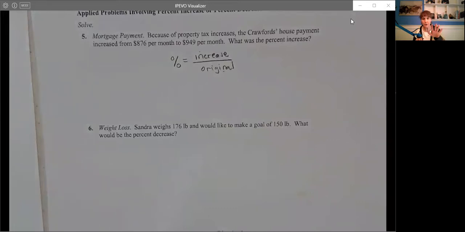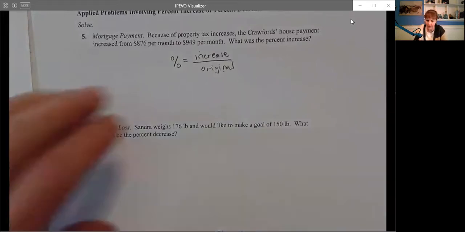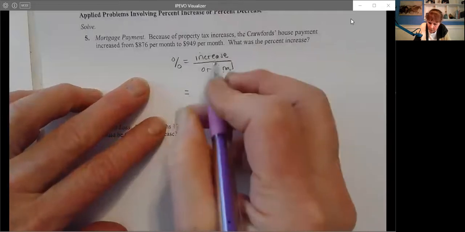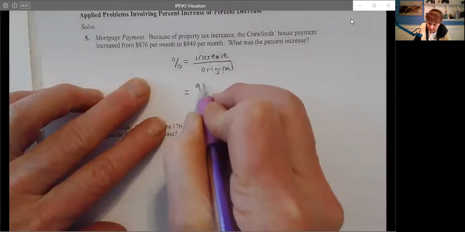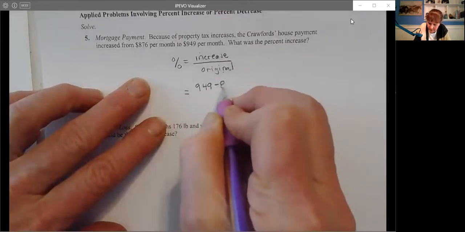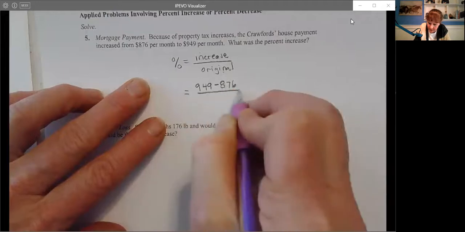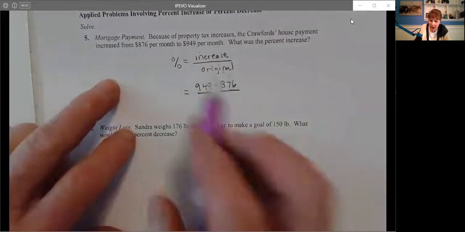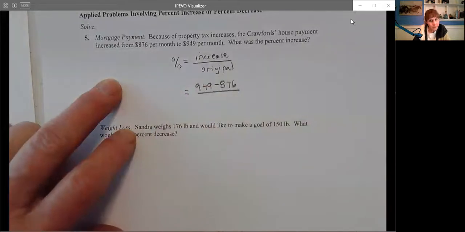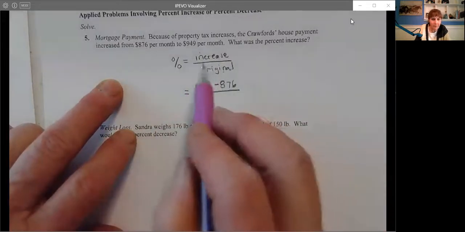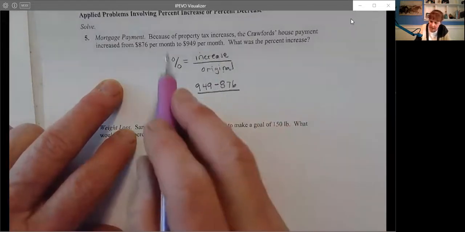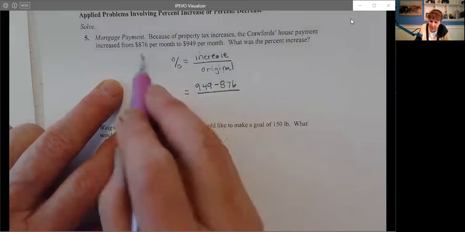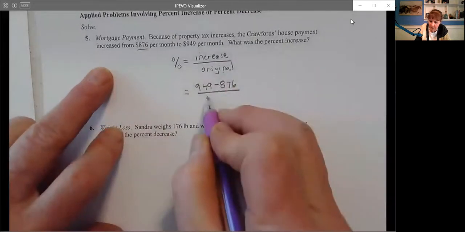You're going from here to here. It's the from that you're going to divide by. All right, the increase. Well, to find the increase, we're going to subtract them. How much of an increase, because we want the percent increase. So we find out how much of an increase, and then we will divide by the original amount. We started with this.